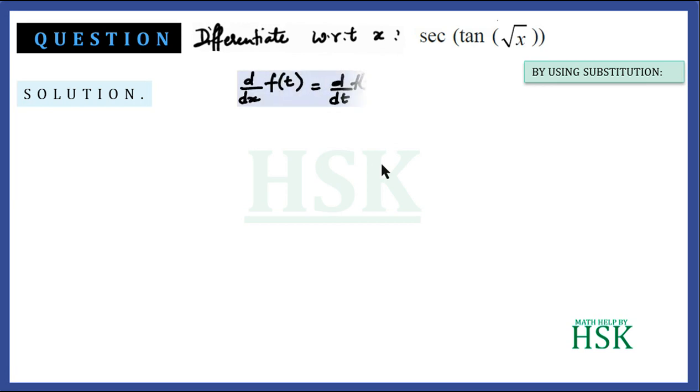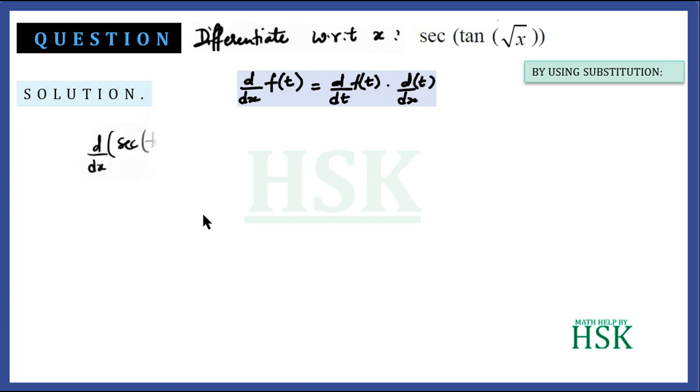Now to solve this question, we should be knowing this result, that d by dx of f of t is equal to d by dt of f of t into d by dx of t, where t is a function of x. So this means that differentiation of a function of t with respect to x, where t is further a function of x, is equal to differentiation of the function of t with respect to t into differentiation of t with respect to x.